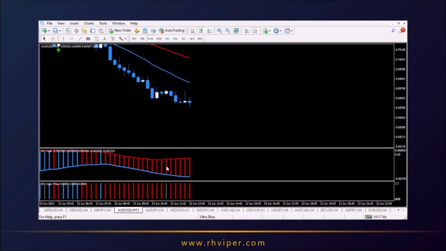And when we take a look at the RHViper indicator, we can see that the lines are also in order. We've got the blue line underneath the red line, so the blue's at the bottom. Now the RHViper filter is red, but at this point, when we're looking at the trend, we don't really need to consider the filter indicator.